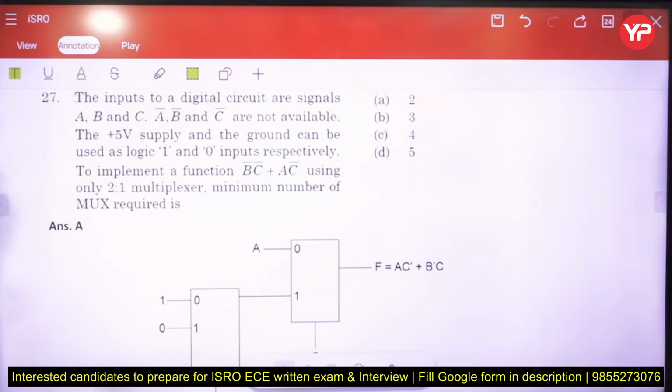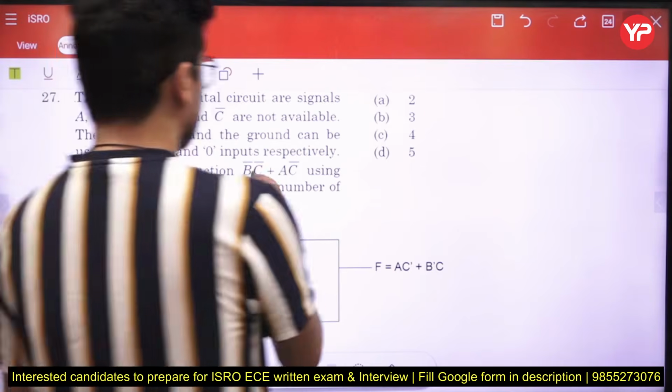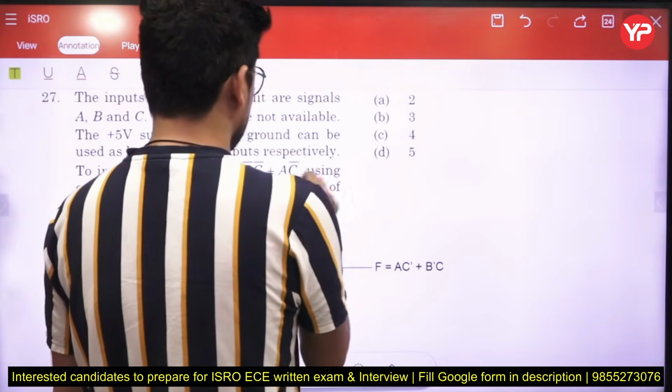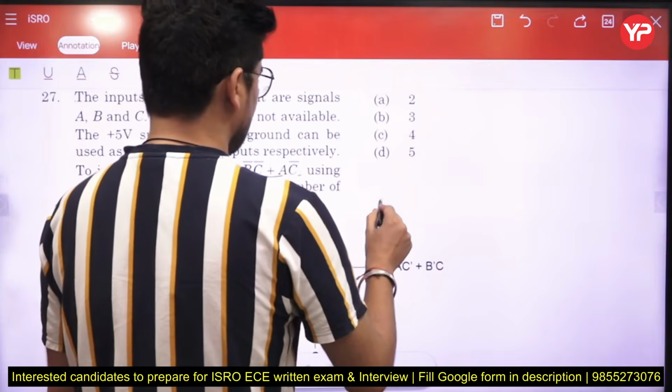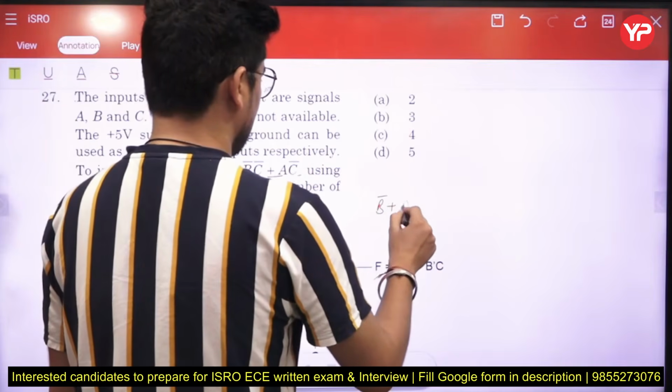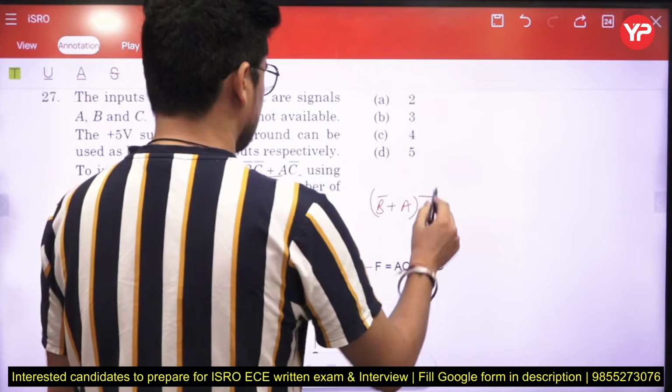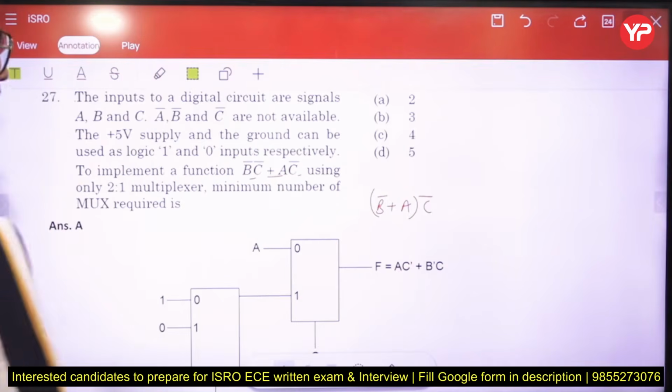Yes, next one is: the inputs to a digital circuit are the signals A, B, C. A bar, B bar, C bar are not available. The 5 volt supply and the ground can be used as logic 1 and 0 inputs respectively. To implement this function, B bar C bar plus A C bar, using 2 to 1 mux, what is the minimum number of mux required? See, basically whenever you are designing B bar C bar plus A C bar, what we can take is B bar plus A, and I'm taking that C bar out, right?